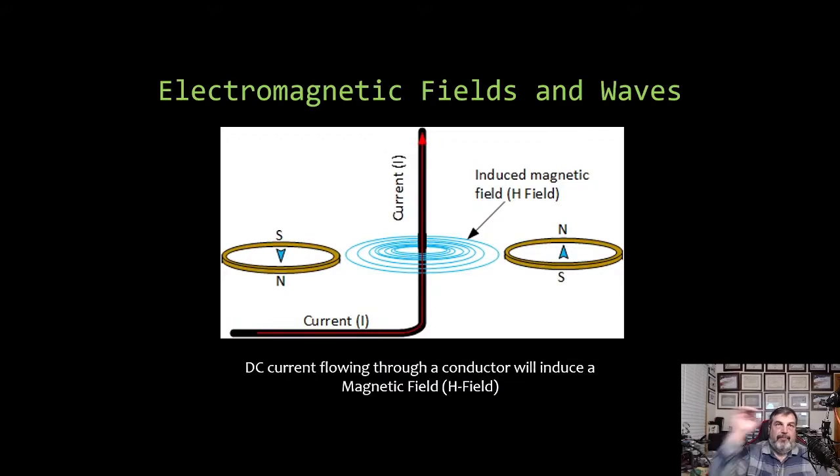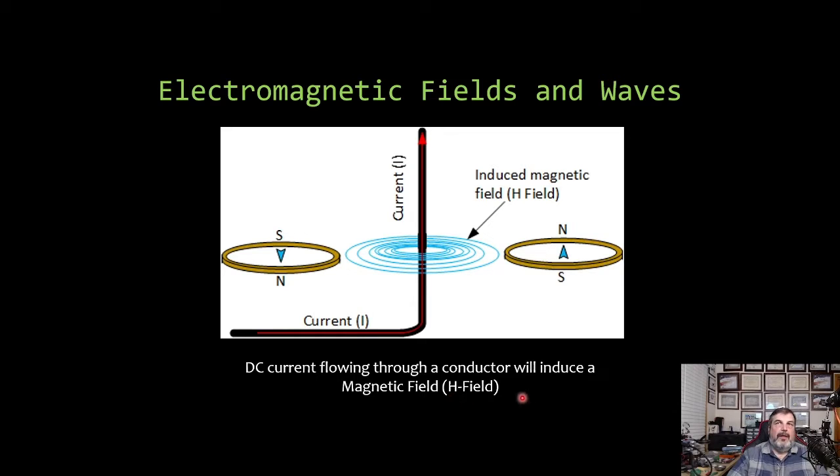Okay, so let's get started with the basics and the fundamentals of electromagnetic waves and fields. I'm going to change my screen here real quick, and now you can see a picture. We have a wire that is carrying a current, which is DC power, and it forms a magnetic field. When we have current moving through a wire, a magnetic field will form around that wire, and it's a static field. It's called an H field.